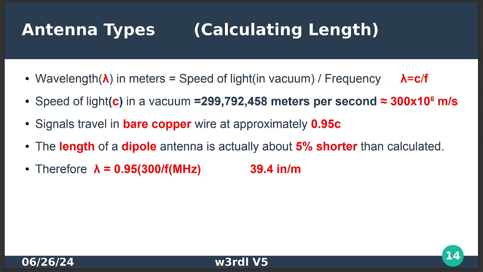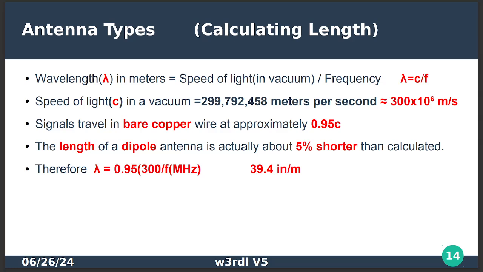Remember, the parts in red are important. Bare copper is 0.95. You put a little bit of insulation around the outside of it, and it slows down just a little bit more. I was just telling you about the roll-up Slim Jim antenna that I'm making out of window line. The window line has a velocity factor of 0.91. I got that off the distributor's website.